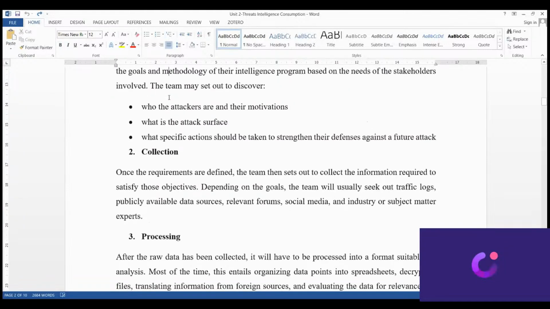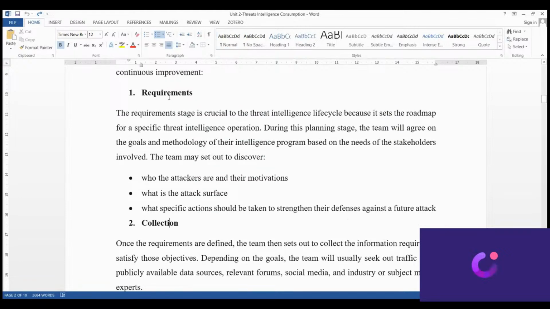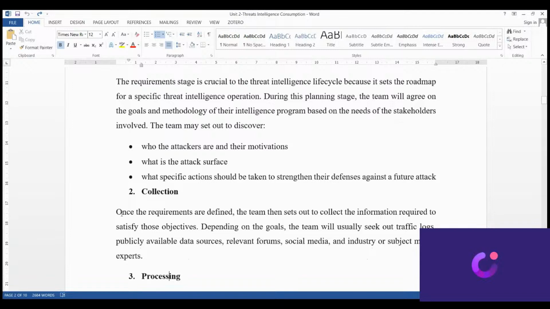So the first stage is the requirement. Then we have the collection, where once the requirements are defined, the team sets out to collect the information required to satisfy the objective. You must have set the requirements that are needed to satisfy these particular objectives. So depending on the goals, the team will usually seek out traffic logs, publicly available data sources, relevant forums, social media, industry or subject matter, and so forth. These are the particular sources where data can be collected.